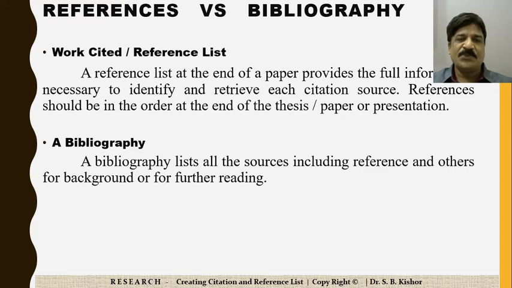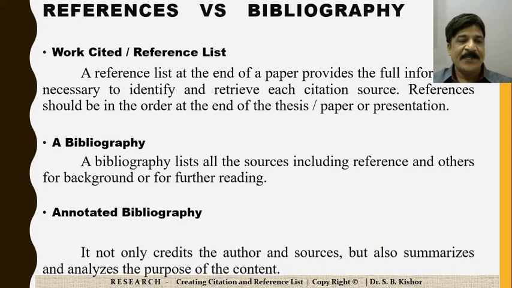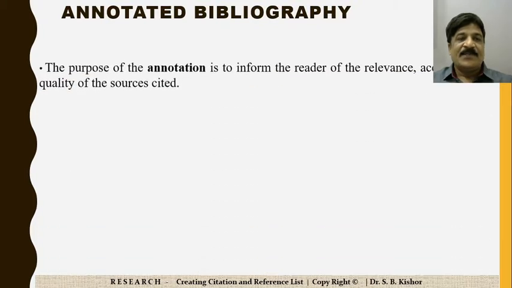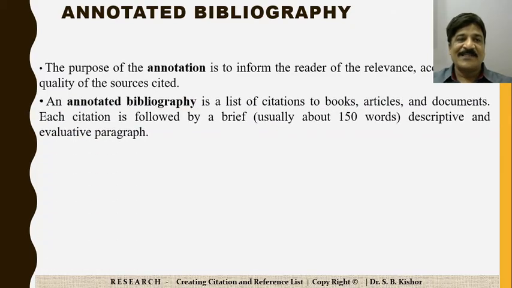Now, apart from these two, we have one more known as annotated bibliography. It not only credits the author and sources, it also provides a citation, but it also summarizes and analyzes the purpose of the content. It means whatever things you like from that particular book or source, you also mention in the annotated bibliography. The purpose of annotation is to inform the readers of the relevance, accuracy, and quality of the sources that have been cited.